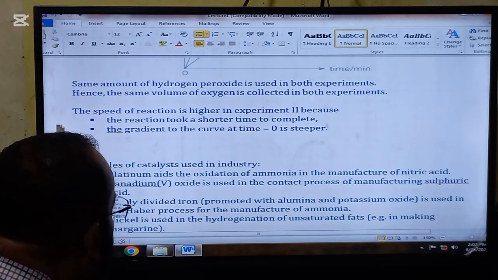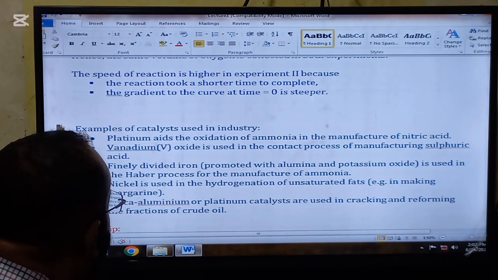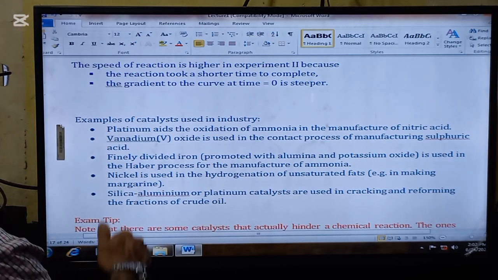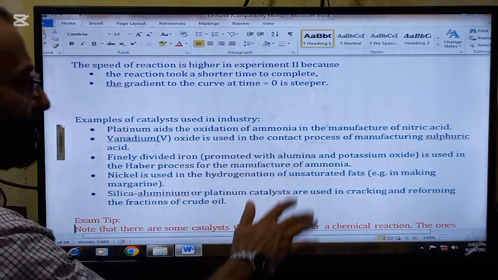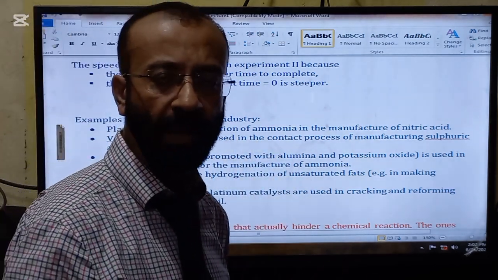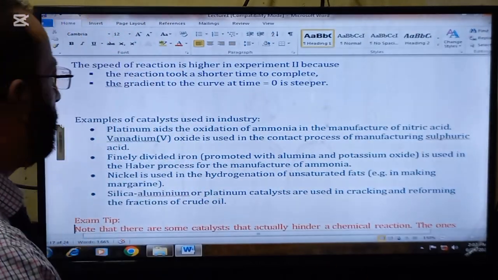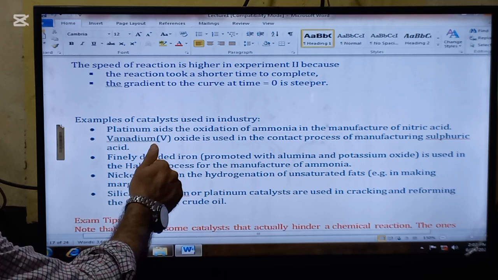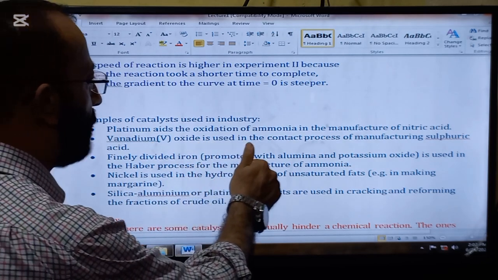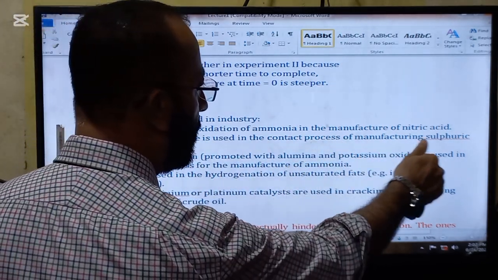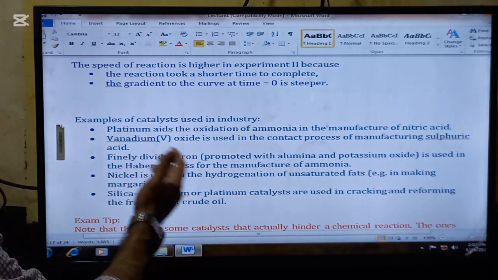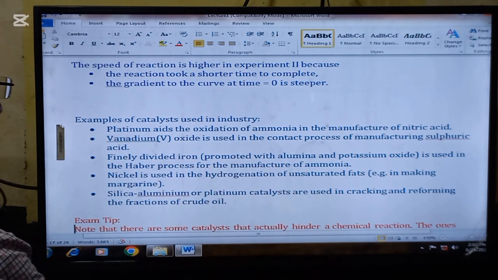Okay, some more things in catalysts are also going to be read. So look now, examples of catalysts used in the industry. This small question may also come in the paper and has come many times in the paper. So look now, platinum aids the oxidation of ammonia in the manufacture of nitric acid. So these are some kinds of catalysts which are used in the industry.